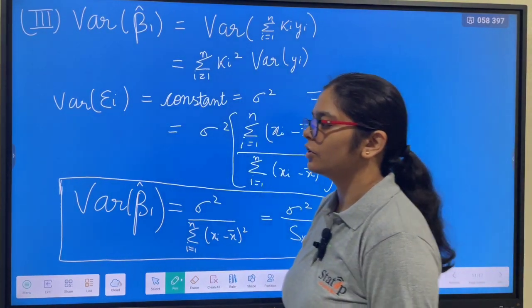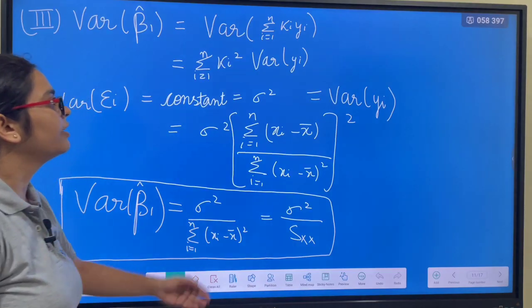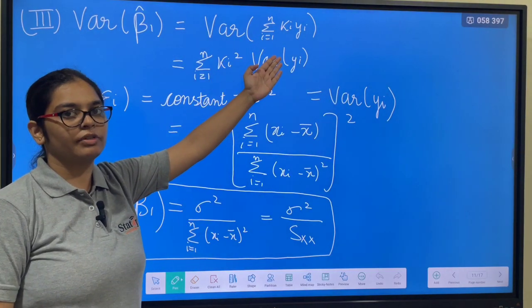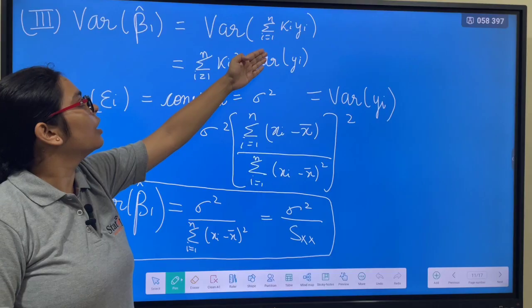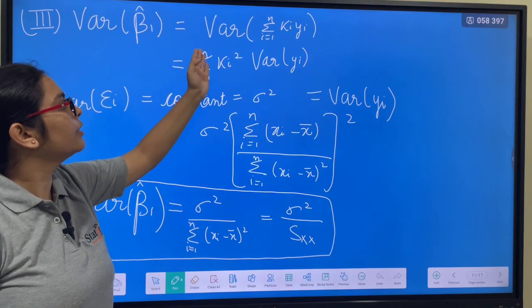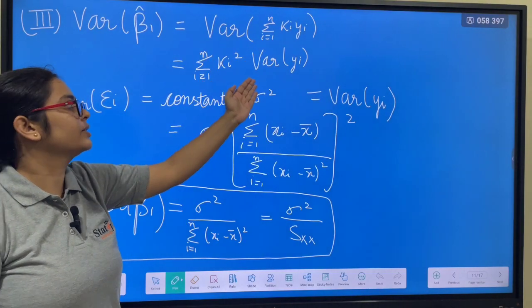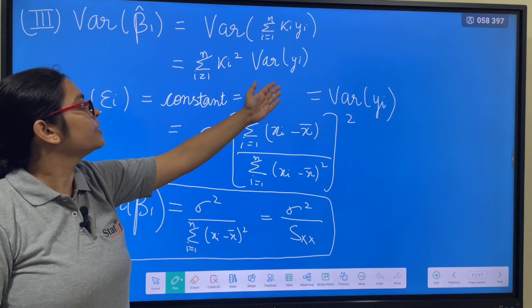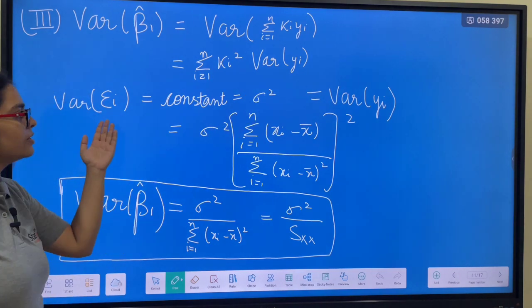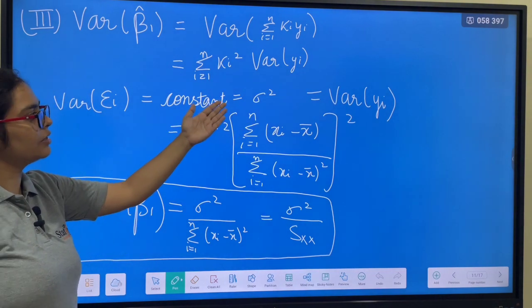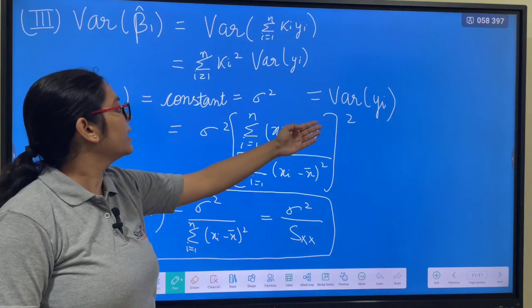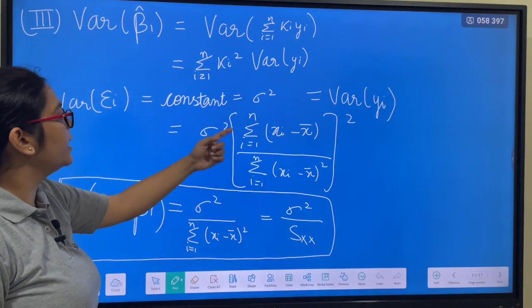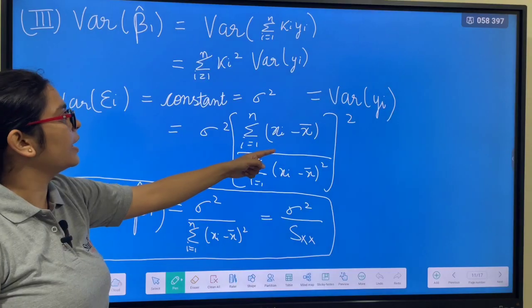Now, variance of beta 1 cap. Variance of beta 1 cap again can be written as variance of summation i goes from 1 to n ki yi. Now summation ki can be taken outside of the variance, which becomes summation ki square, and we are left with variance of yi. Since variance of epsilon i is equal to a constant, sigma square, which is also equal to variance of yi, we can take sigma square outside and we are left with summation of ki square.